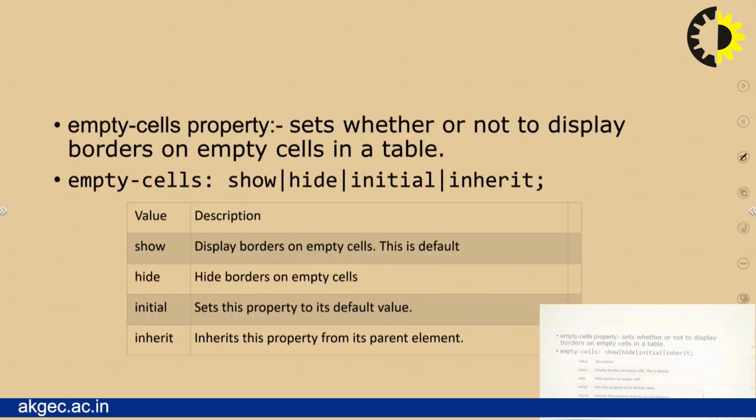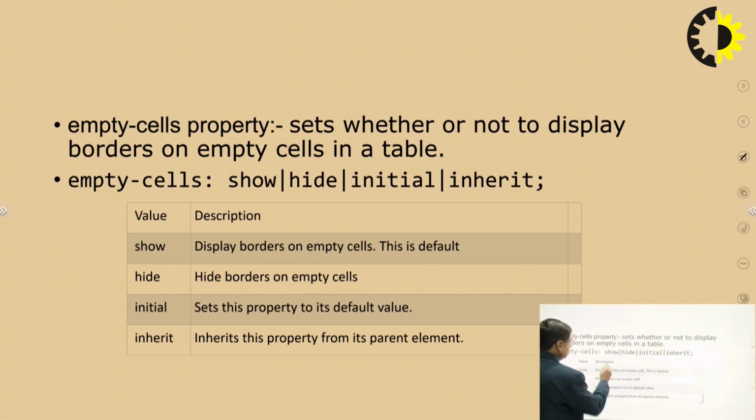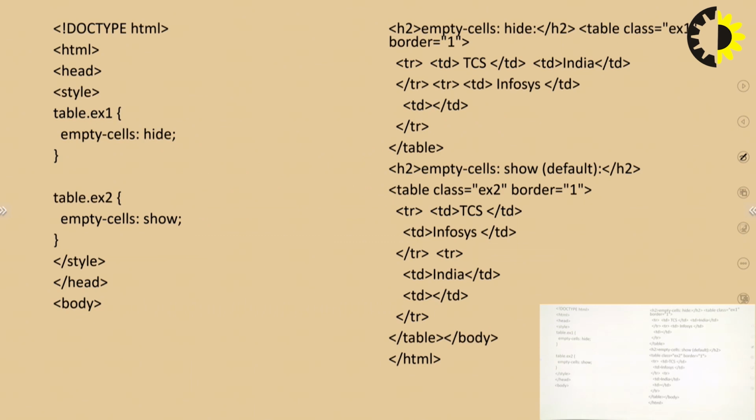Next, the empty cells property can take two important values, show and hide, whether you want to show the empty cell or not. Initial meaning is it will set the property to its default value. Inherit meaning is this will take the property from the parent element. So this is the example of showing the empty cells CSS property. If you are giving the height, then the empty cell will not display. If you want to show the empty cell, then use the value show for the empty cells property.